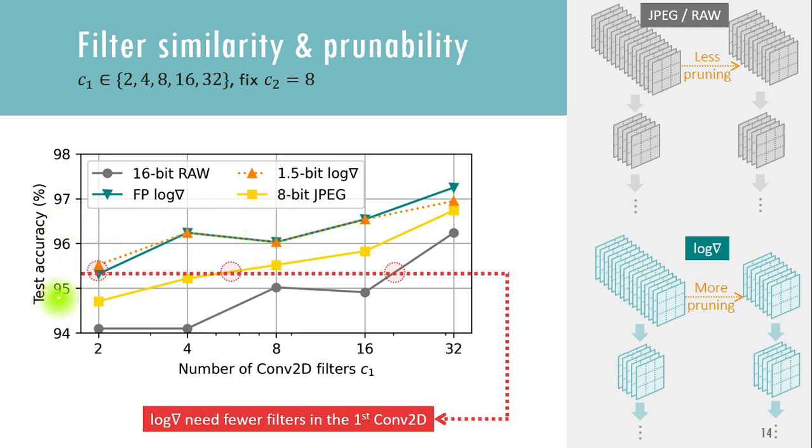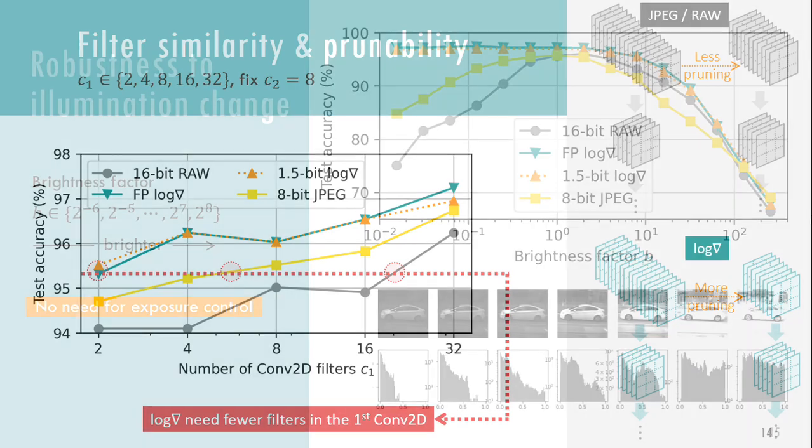And for a fixed accuracy, if we draw a horizontal line here, we can see for the log gradients, it only needs 2 filters, while the baseline, the conventional computer vision pipeline, needs more than 4, and the raw needs even more than 16. So log gradients does need fewer filters in the first convolutional layer.